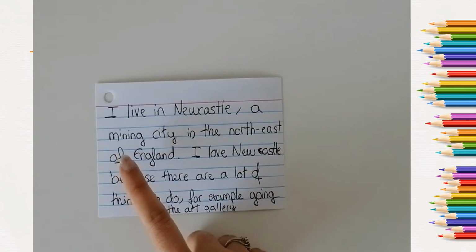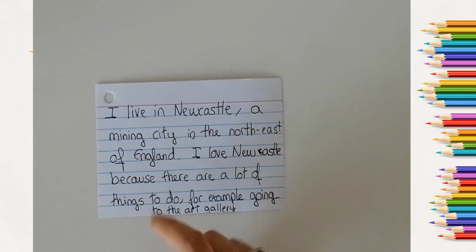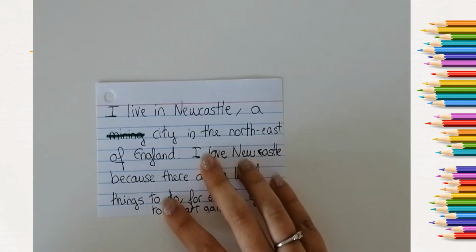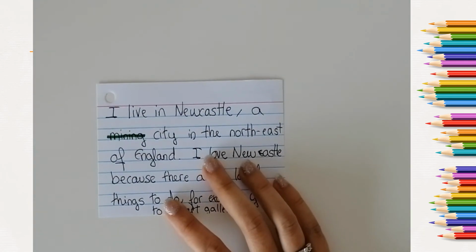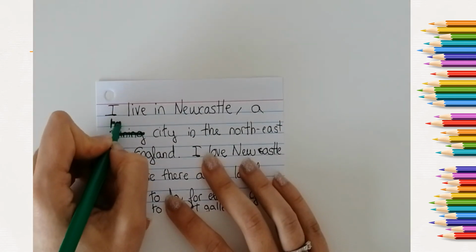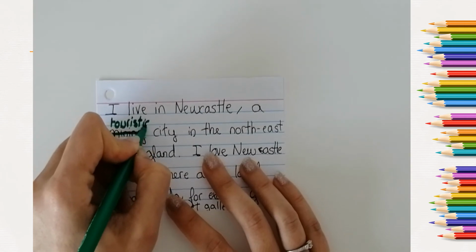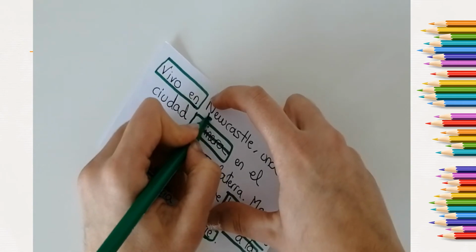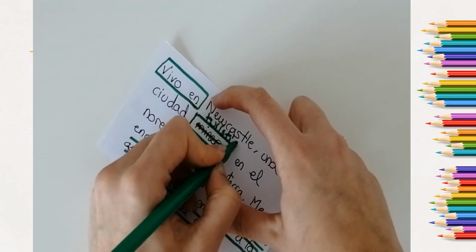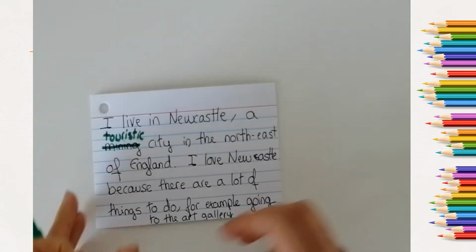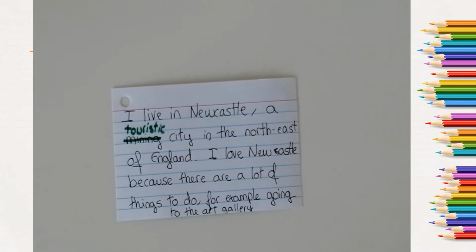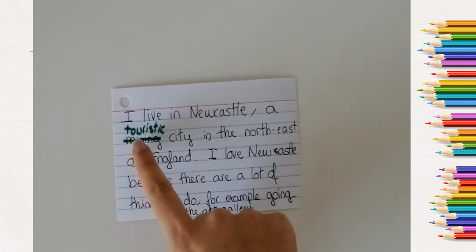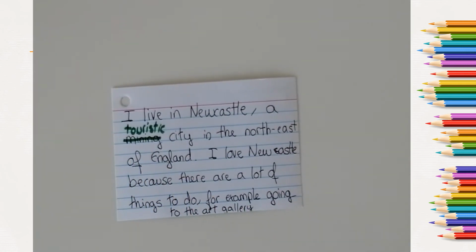If you struggle with a word so much, just change the word. Just say, instead of saying a mining city, just say a touristic city. Una ciudad turística. When it comes to a speaking task or a writing task, you can just change it for any sort of word that you retrieve or you remember. Or it could just be an interesting city, una ciudad interesante en el noreste de Inglaterra.